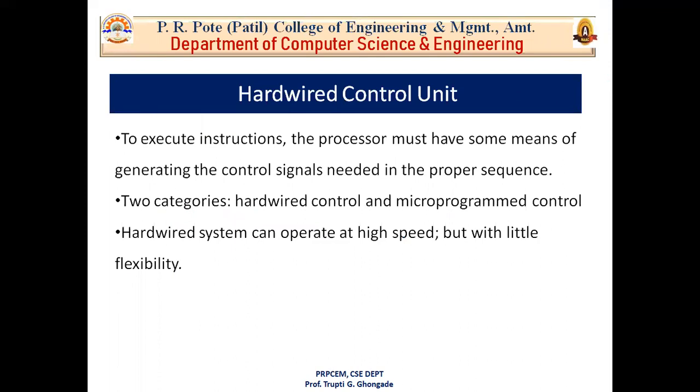So computer designers use a wide variety of techniques to solve this problem. These approaches fall into one of two categories. The first approach to generate control signals is the hardware control unit, and another approach is the microprogram control unit. Our aim is to generate control signals in the proper sequence. For what? To execute an instruction. There are two ways to generate control signals: first, by using a hardware control unit, and second, by using a microprogram control unit. We will discuss each of these techniques in detail, starting with the hardware control unit.